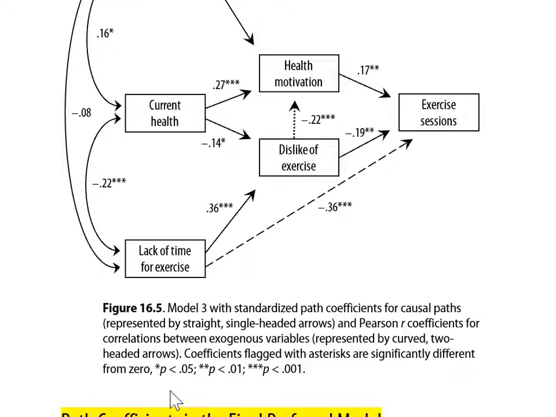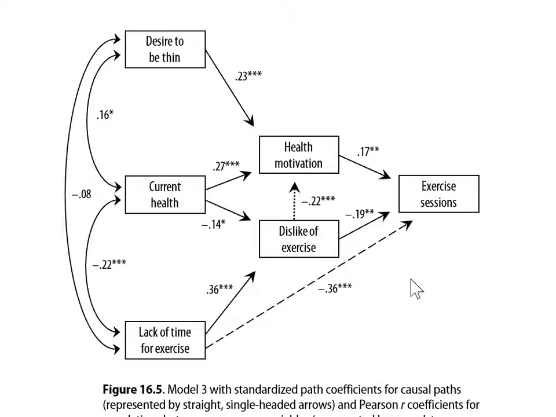Specifically, the legend at the bottom of this figure caption says 2 asterisks means that it's significant with P being less than 0.01. If we look at this final model, the relative size of these path coefficients indicate which of the antecedent variables have relatively strong effects on exercise sessions, which have relatively weak effects. Notice that lack of time for exercise has a path coefficient of negative 0.36. That's the biggest of any of the path coefficients for any of the variables that are predicted to have direct effects on exercise sessions.